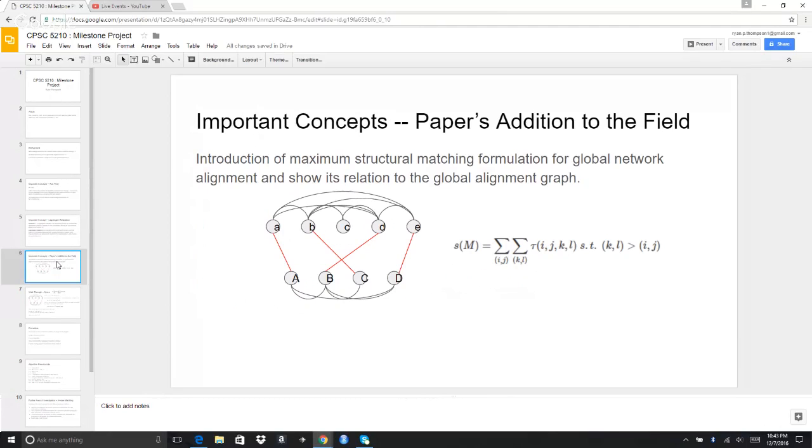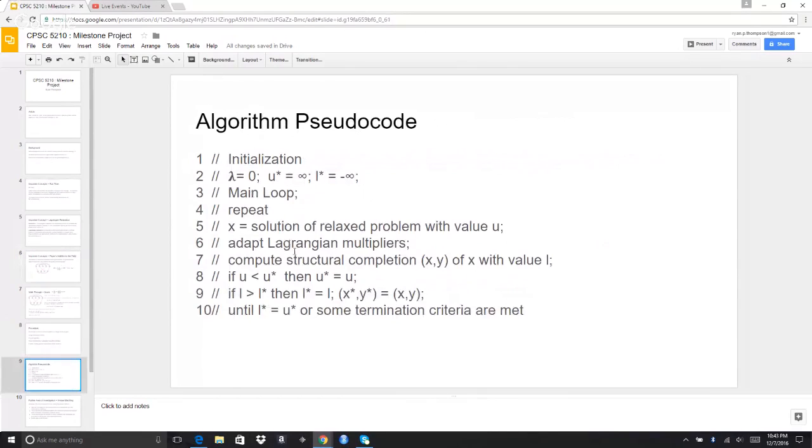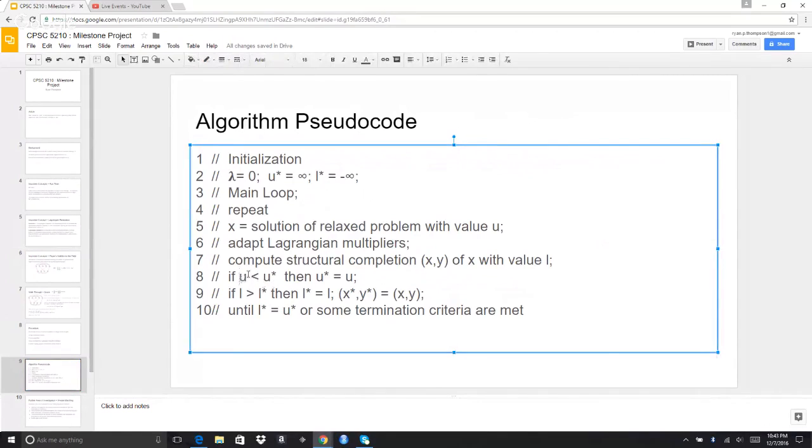You'd run this matching algorithm for the main loop, and then you would repeat. Once you've gone through that given a penalty function of 0, you would adapt the Lagrangian multiplier to some other value, and then you would recompute the main loop. And you would evaluate how the new upper bound compares to the previous. After the first iteration, of course, it's going to be less than infinity. So that will take on a new upper bound.